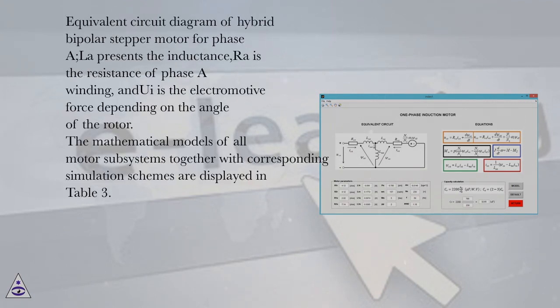Equivalent circuit diagram of hybrid bipolar stepper motor for phase A. LA represents the inductance, Ra is the resistance of the phase A winding, and Ui is the electromotive force depending on the angle of the rotor. The mathematical models of all motor subsystems together with corresponding simulation schemes are displayed in Table 3.